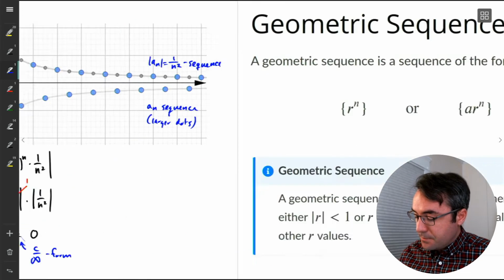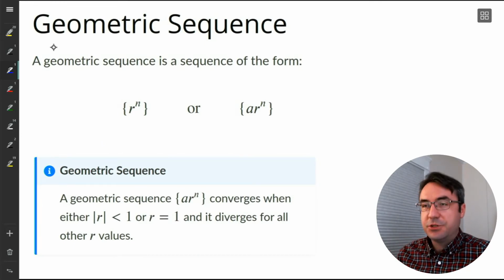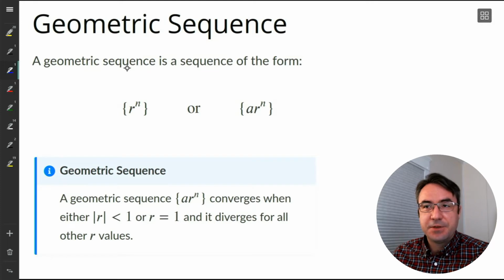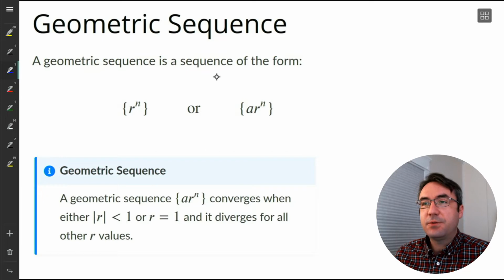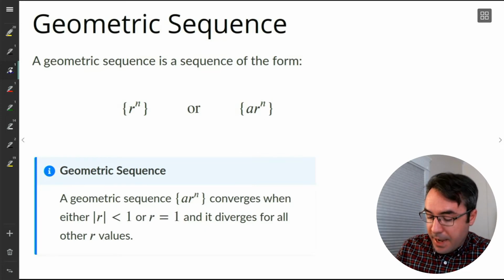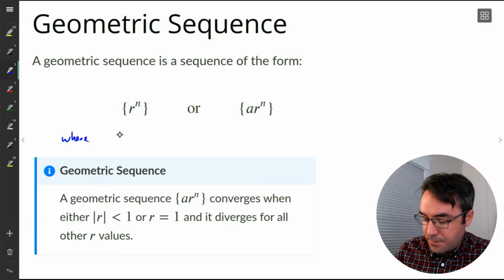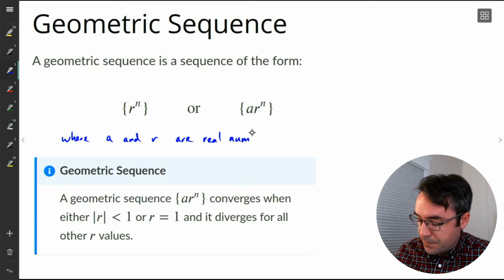All right, so we're going to use this now to talk about geometric sequences. So this is an important type of sequence, and these are where we have a sequence of the form r raised to the power n, or more generally, some number a times r raised to the power n, where a and r are real numbers. They're constants.